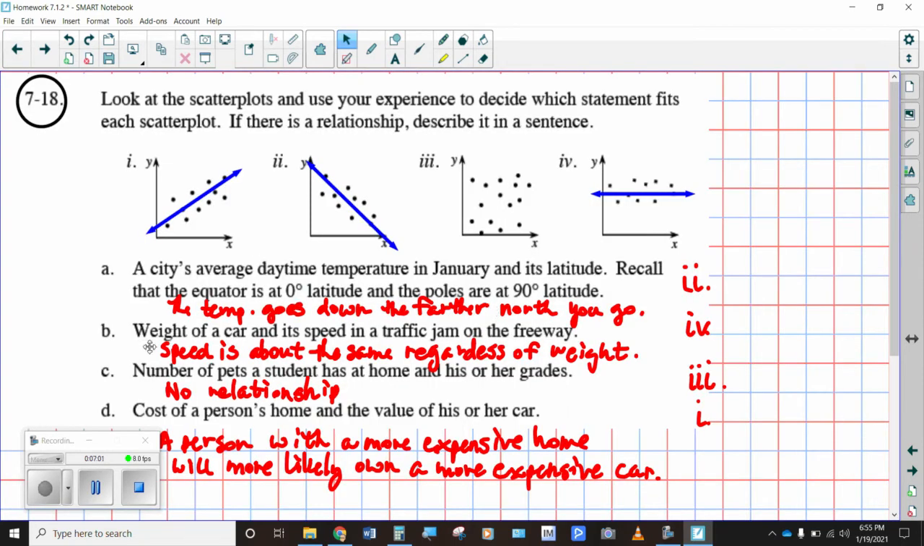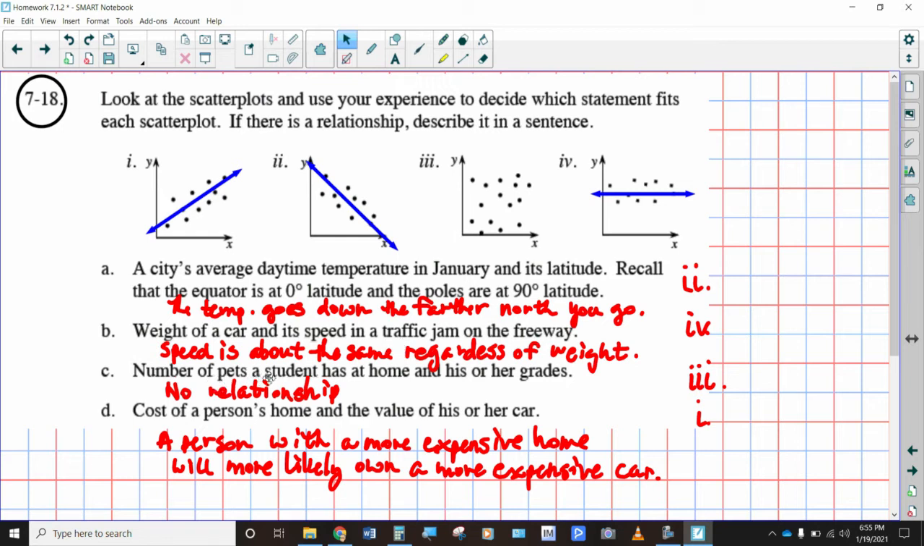All right, part B. The weight of a car and its speed in a traffic jam on the freeway. Okay, so if you're on the freeway, as your car gets heavier, you're still going at a constant speed, right? You've got your speed limit, which you're not supposed to go over 65 or 70, but you really shouldn't go below 55 either, because then you're going to start holding up traffic. And so 4 is the best answer for this.